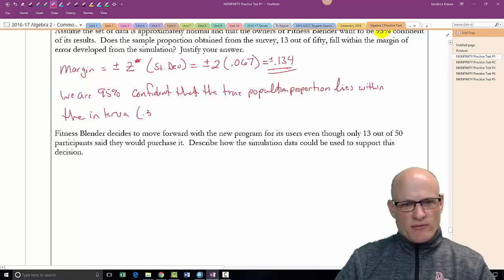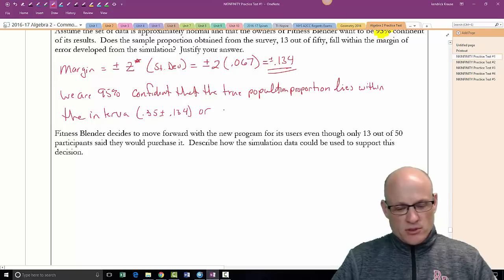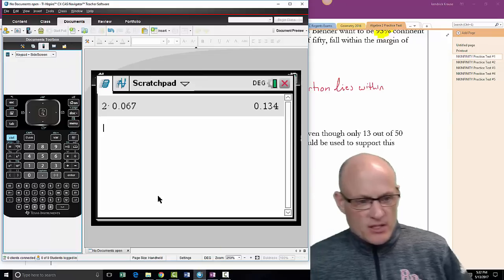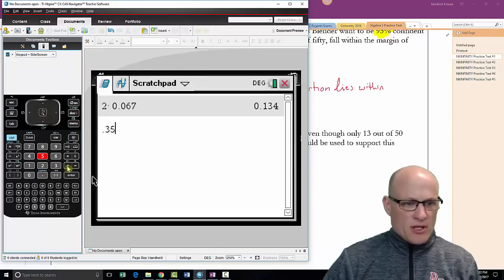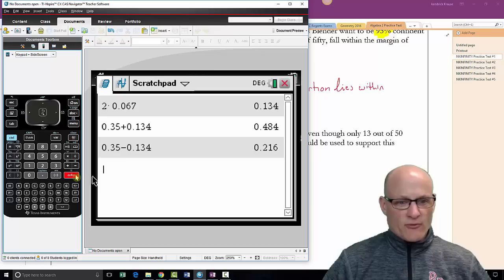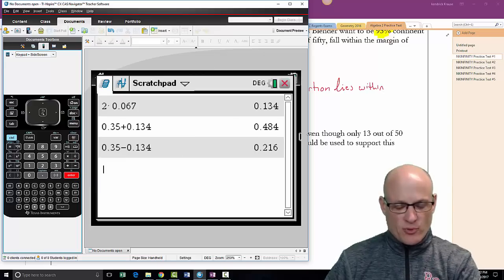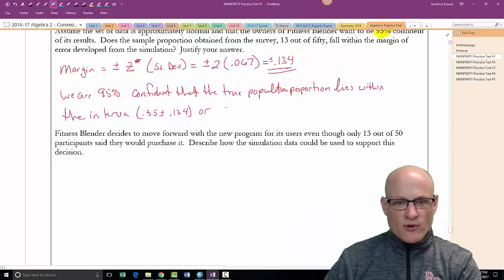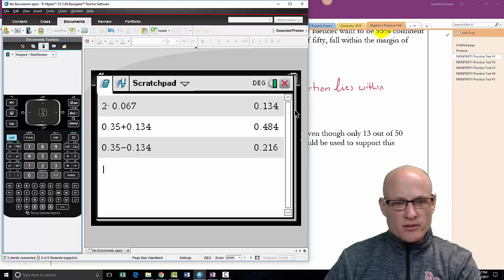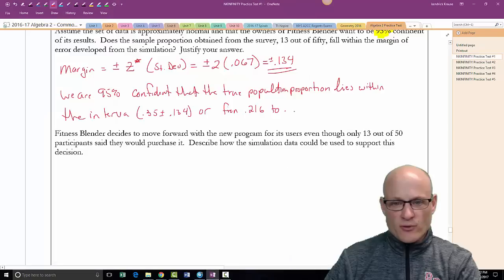And I'm going to do it this way. 0.35 plus or minus 0.134, or from, let me do this on my calculator. 0.35 plus 0.134, 0.35 minus 0.134. So from 0.216 to 0.484, or from 0.216 to 0.484.